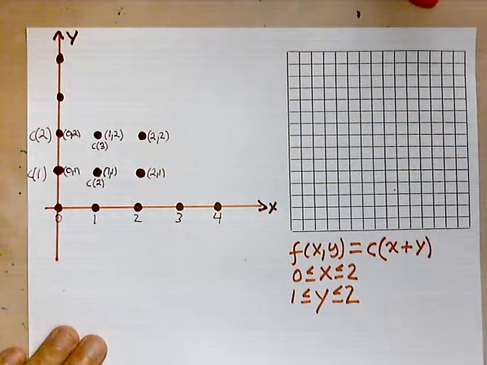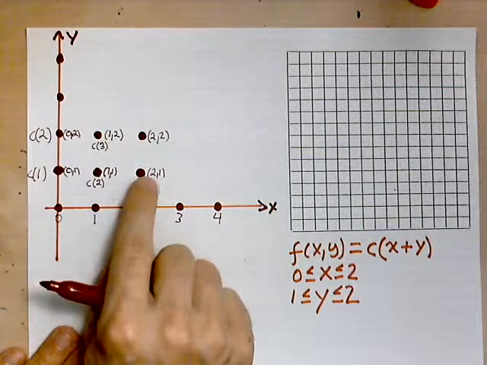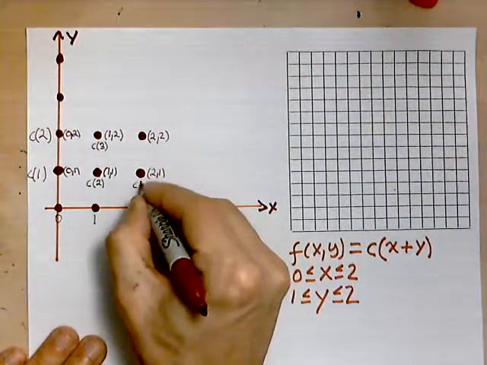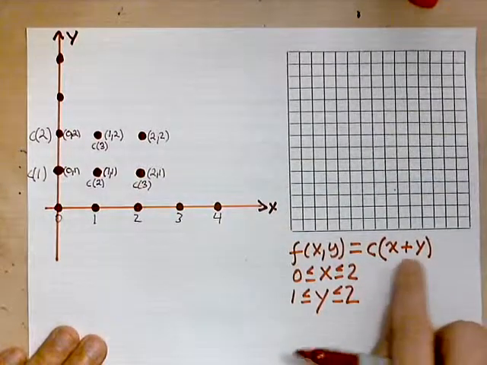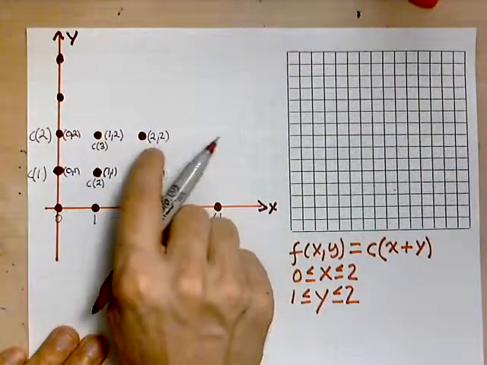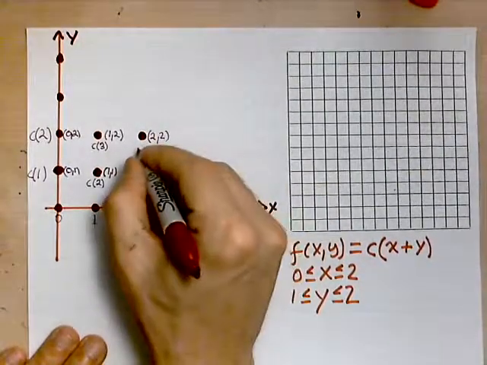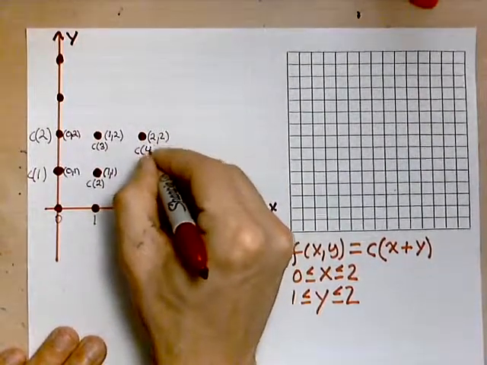And what we have now is when x is 2 and y is 1, you add them, you get 3. So you end up with c times 3. That's coming from the function, right? X plus y. Same thing up here. You add up the 2 and the 2, that gives you 4. You multiply it by the c. So you end up with c times 4.